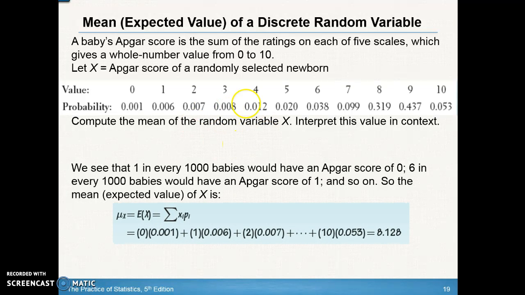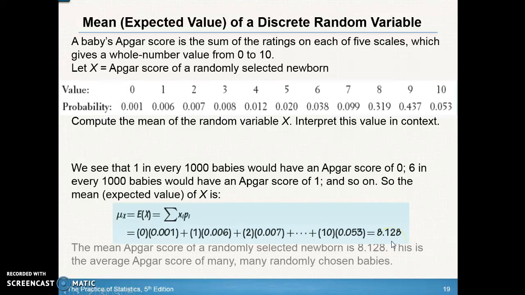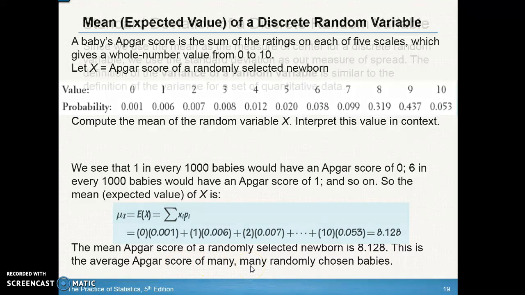Okay, so notice the notation again. That's the summation of each of the values times the probabilities. Adding those up together, you get 8.128. And what does this mean? It means the mean APGAR score of a randomly selected newborn is 8.128. This is the average. Make sure you include the fact that it's the average score of many, many, many randomly chosen babies.